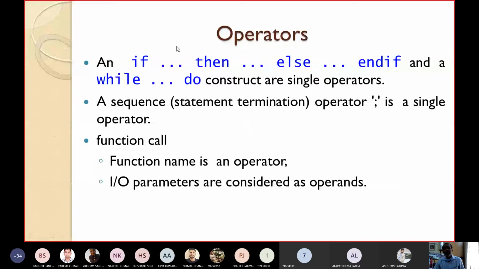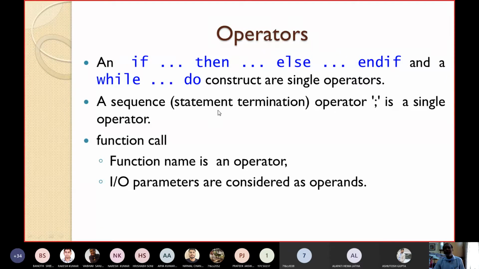We have already used if then else statements. So if then else and if statement will be treated as a single operator, not separate operators for if, then, else. All those things will be treated as only a single operator. Similarly, a while do statement, with all the lines embedded within it, will also be treated as a single operator, not multiple operators.